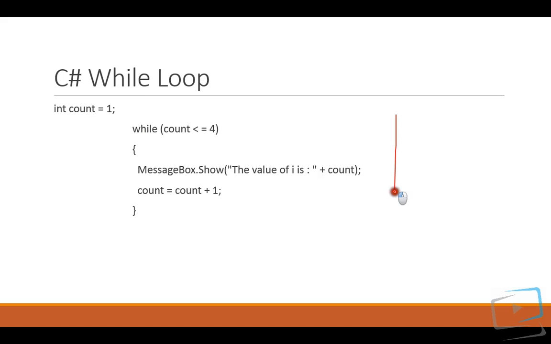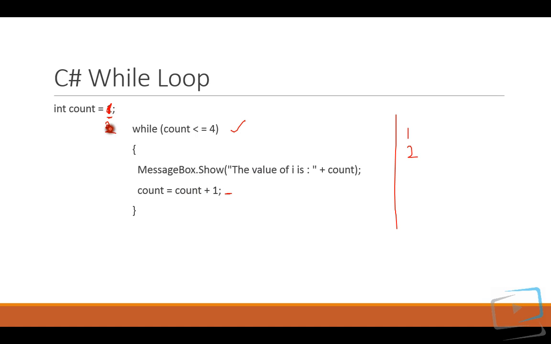I'll clearly explain this one. Initially we have count equal to 1. Here count 1 is less than 4, which is true, so it's going to execute. The first time, the message box shows 1. Then it comes to this statement, where your count is incremented, so the count value is now changed to 2. Now you'll have a print of 2, and your count is again incremented, 2 plus 1, which is 3.